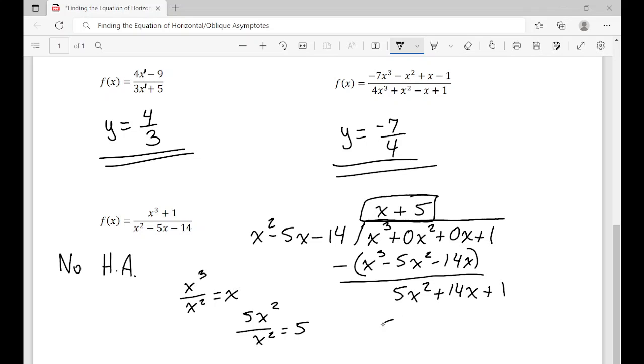So the slant asymptote is just going to be y equals x plus 5. No need to finish off the long division. Once you get those two parts, once you get that, you're all finished.